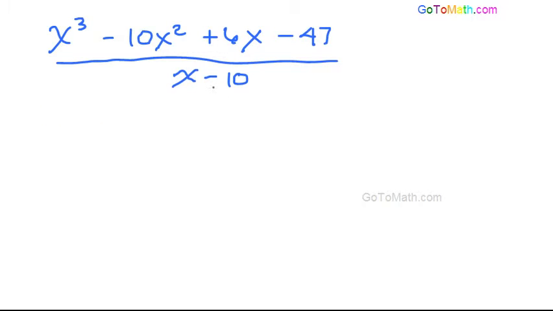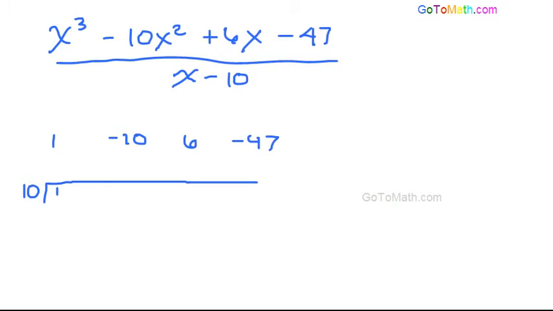Right. Okay, so this is going to be our r, so we're going to go 10 there, put our coefficients up here. So we have a 1, negative 10, a 6, and a minus 47. So we want to bring that 1 diagonally down, so 10 times 1 is 10. Add those together, you get 0. 10 times 0 is 0. So that's going to be 6. 10 times 6 is 60. And that's going to be 13.